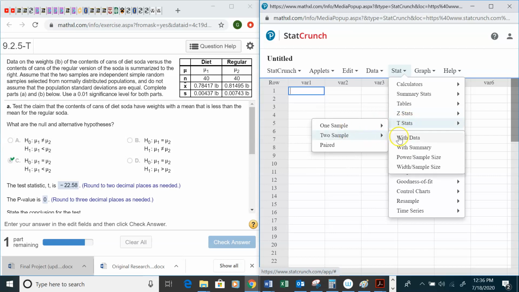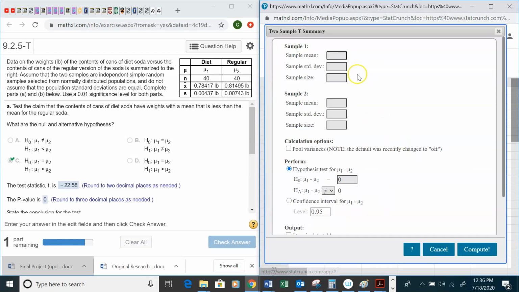Where were we? T-stats. Two sample with a summary. Here we go. Sample mean. Be more careful. I think my wrist brushed against the mouse. 0.78417. Yeah, I keyed it in once before. The sample standard deviation is 0.00437. The sample size is 40.